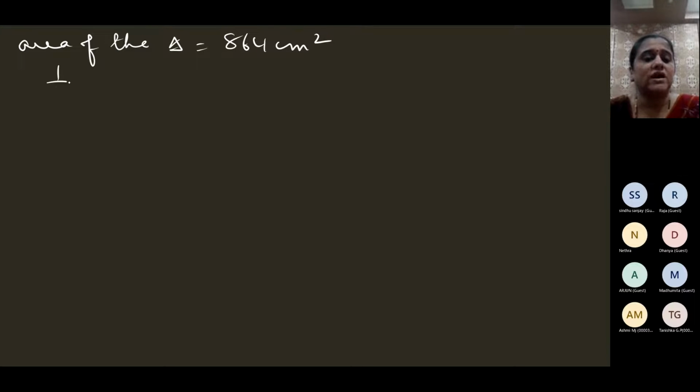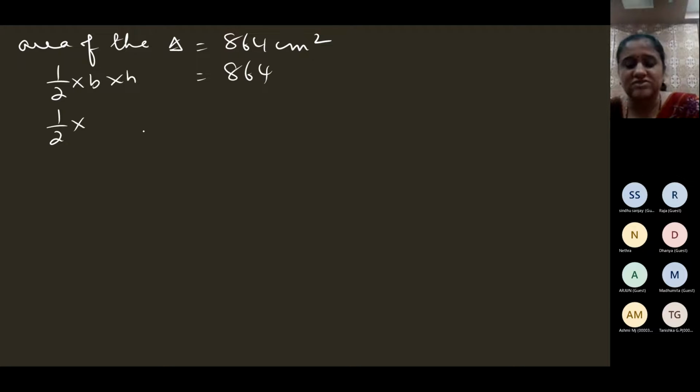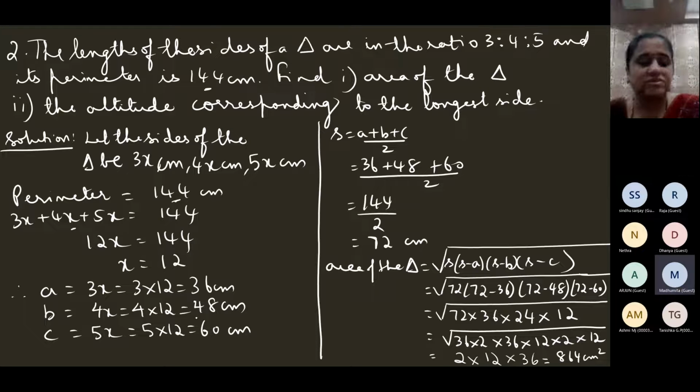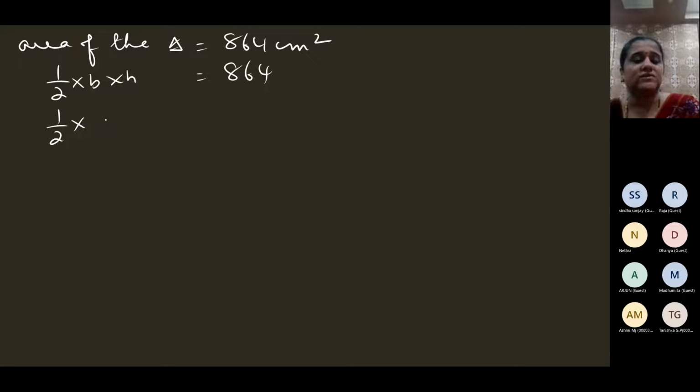How do we find area? Half into base into height is equal to 864. Take the longest side as the base. What's the longest side? 60 centimeters. So half into 60 into h. If 60 is the base, what is the corresponding altitude? That's what we are trying to find.